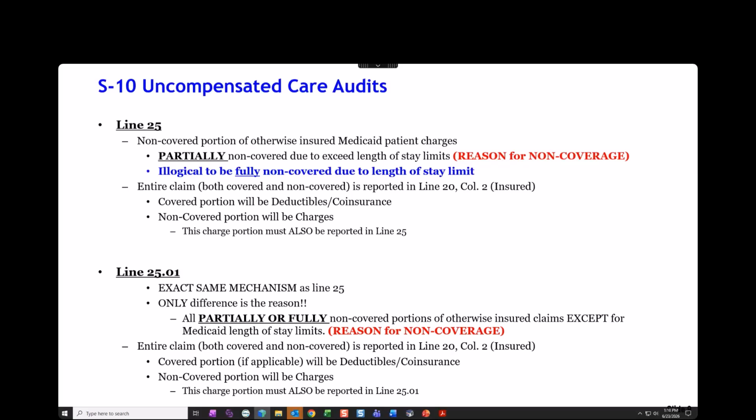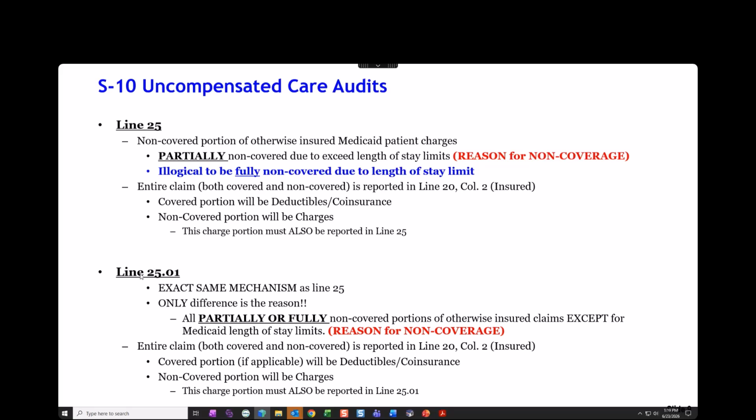they're covered, but then maybe days 61, 62, 63 are not covered. They've exceeded the length of stay limit. So this overall claim is partially covered, but partially non-covered. The non-covered portion is no longer a co-insurance or deductible. It's a charge-based item, and it has to be subject to the cost to charge ratio. Putting it on line 25 forces the system to do that, basically.